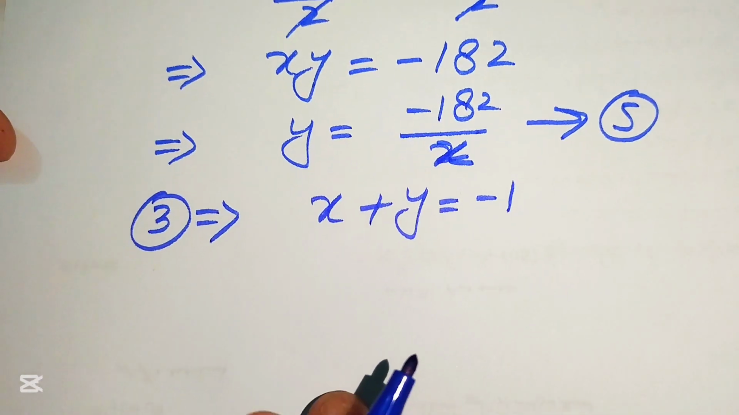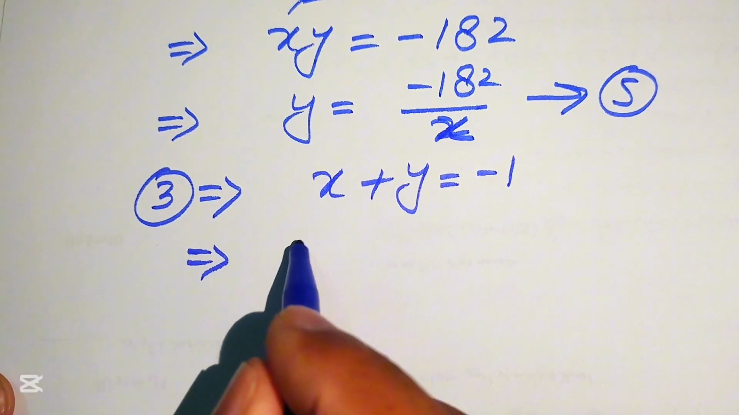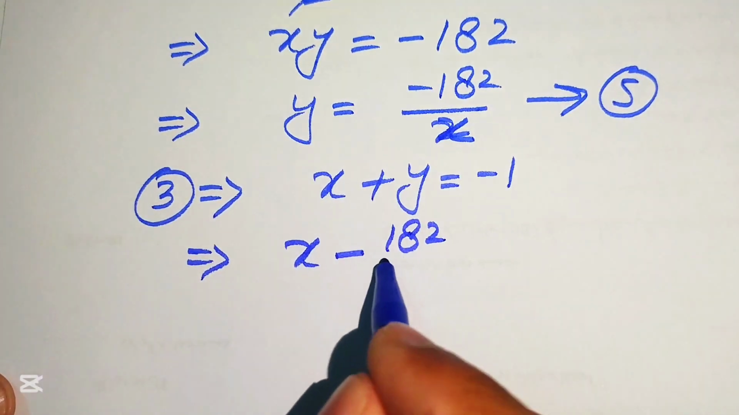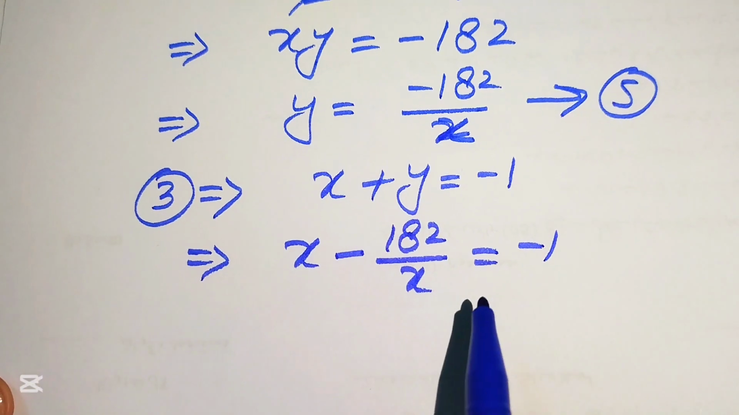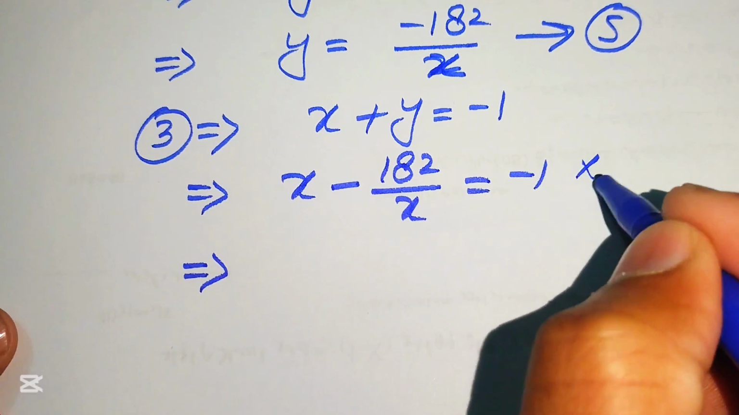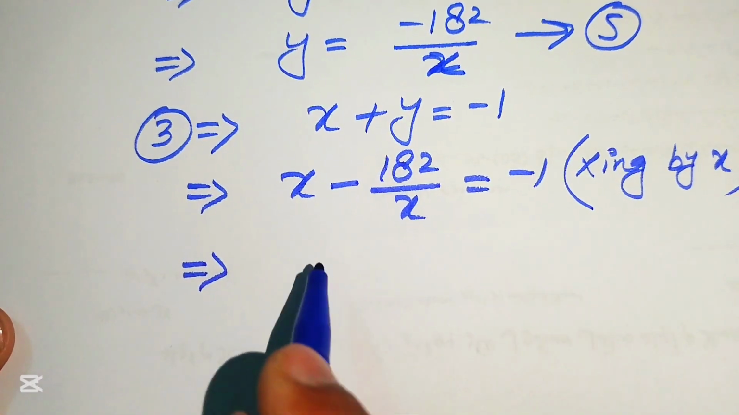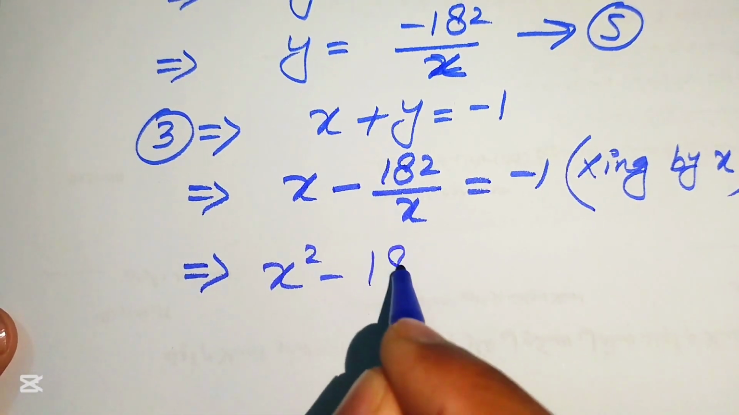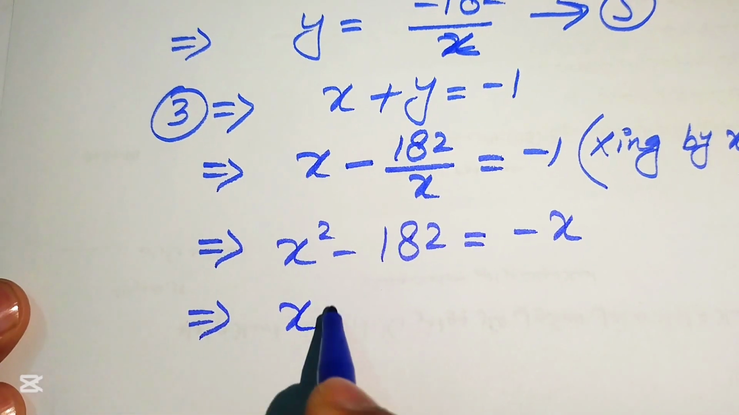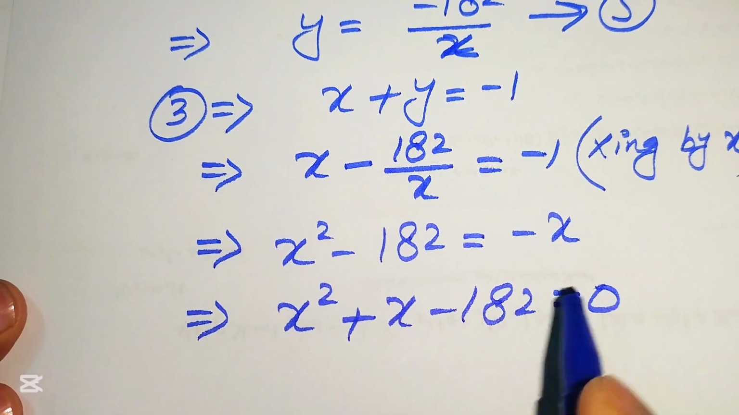Okay, this is our equation number 3, and we will substitute the above value of y here. It will be written as x plus y, where the value of y is minus 182 divided by x, equals minus 1. So we multiply both of the sides by x, and it will be written as x square minus 182 equals minus x. When we move this minus x to the left hand side, it becomes x square plus x minus 182 equals 0.